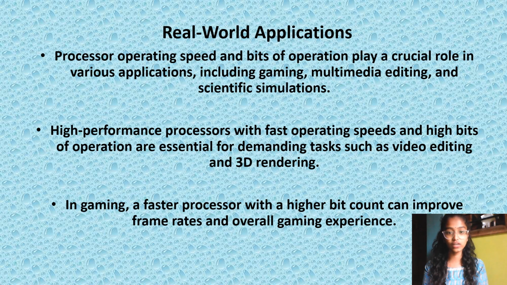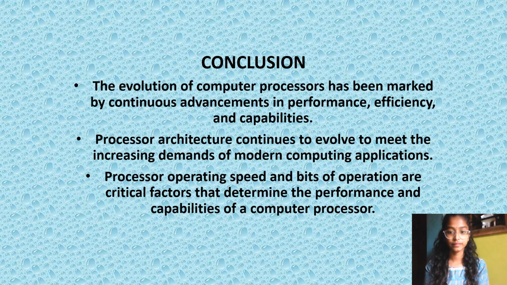Next, let us see the real-world applications. Processor operating speed and the bits of operation play a crucial role in various applications, including gaming, multimedia editing, and scientific simulation. High performance processors with fast operating speed and high bits of operation are essential for demanding tasks such as video editing and 3D rendering. In gaming, a faster processor with a high bit count can improve frame rates and the overall gaming experience.